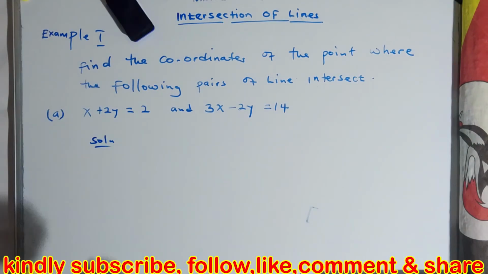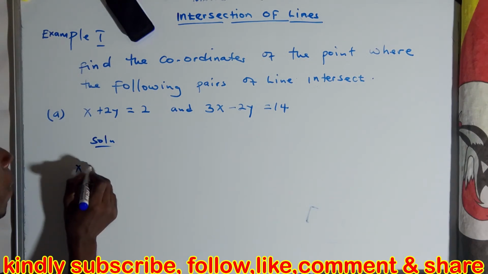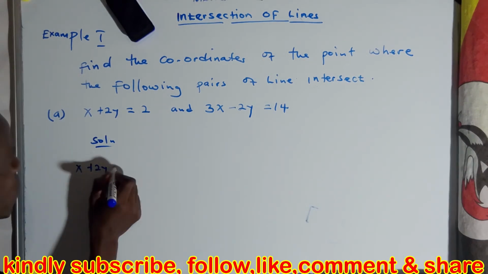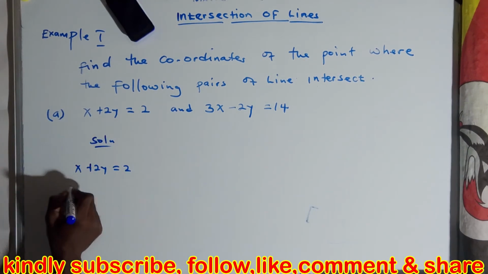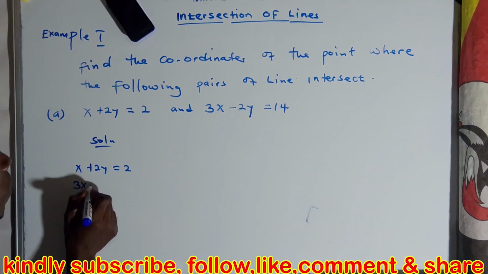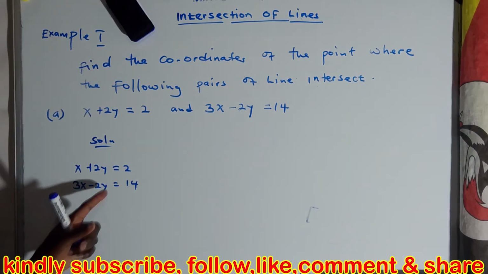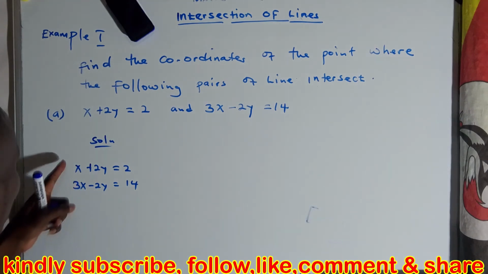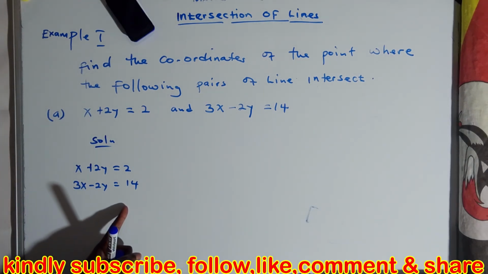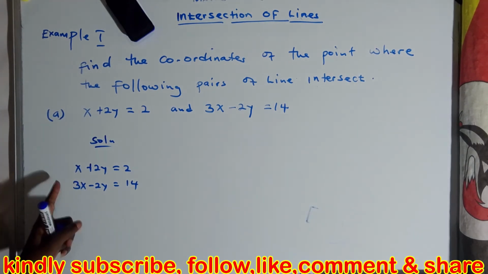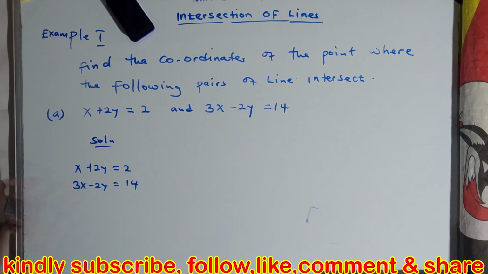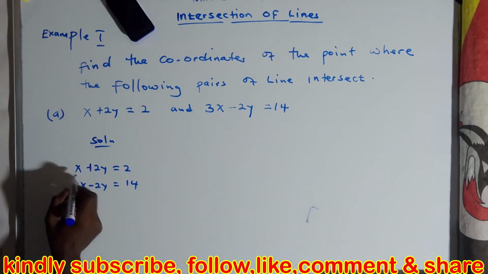We're going to use x plus 2y is equal to 2, and here, 3x minus 2y is equal to 14. What do we do here? Simultaneous equations. You can add these equations, that's also another way, or you multiply this equation first. What you do here, you make it like this.